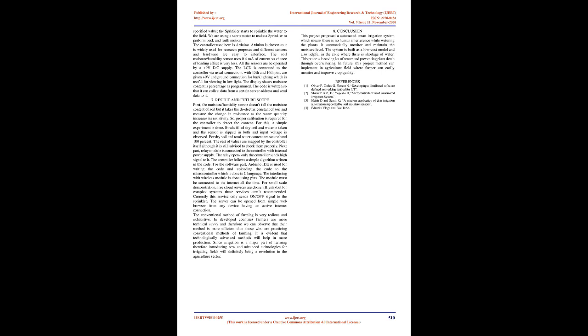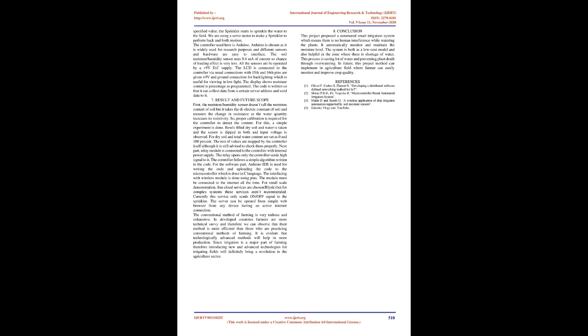The interfacing with the wireless module is done using pins. The module must be connected to the internet all the time. For small-scale demonstration, a free cloud service, BLYNK, is chosen, but for complex systems these services aren't recommended. Currently this service only sends an on/off signal to the sprinkler. The server can be opened from a simple web browser on any device having an active internet connection.